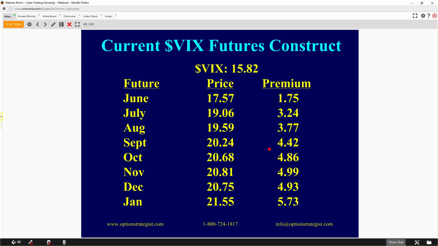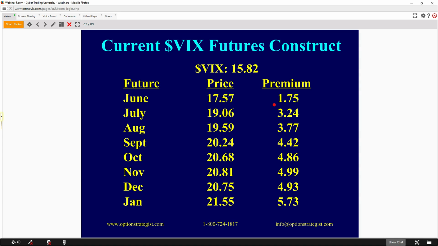Here's the current, well, actually, this was Friday, but maybe Thursday. But this is a recent picture of the term structure. Here's VIX trading at 15.82, and here's the futures prices. And you can see they slope upwards. They go up the line like we just saw in that last chart. And here's the premium. 17.57 is the June price minus 15.82 for VIX. At that time, that's a $1.75 premium. And you can see the premiums are pretty big.